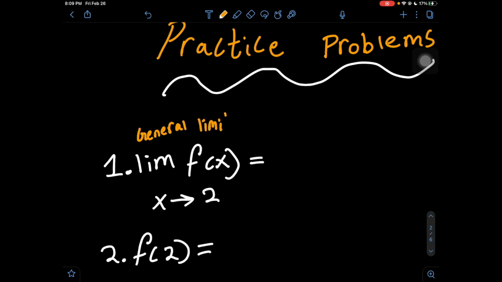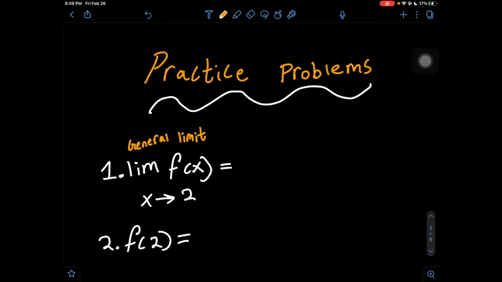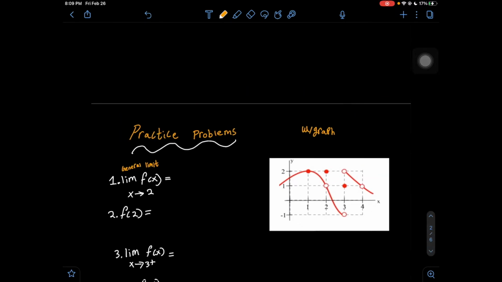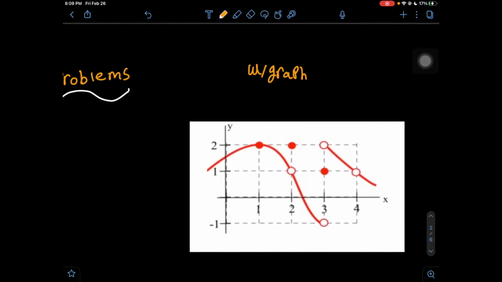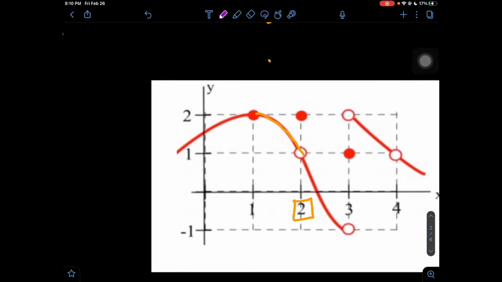So if we have a general limit, we're going to look at how the graph approaches from both the left and the right. So if we look at this graph, how does the graph approach at 2? We can see 2 is right here. We can see that the graph approaches 2 marked by the orange. It's going towards the y value of 1. You can see it's coming down. But then you can see it approaches from the right also towards the y value of 1.